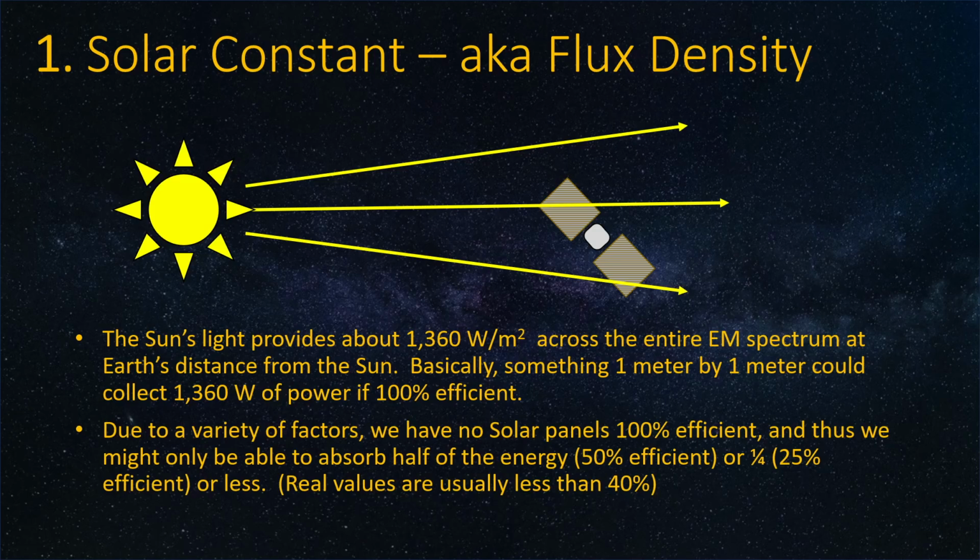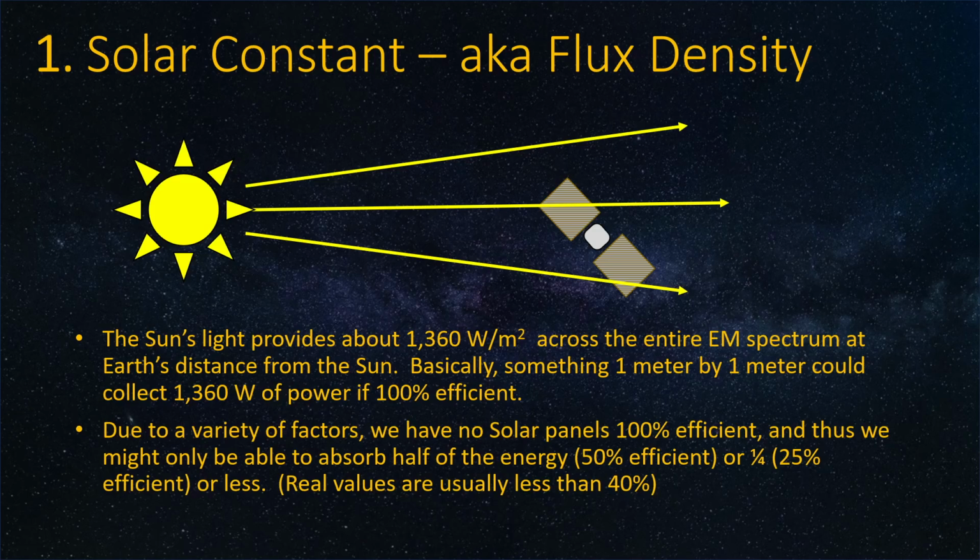Now, the sun's light provides about 1,360 watts per square meter. That's not an energy, that's actually a power per area. And it does that across what's called the entire electromagnetic spectrum. And that value corresponds to being as far out from the sun as Earth's orbit. So if you were closer than Earth's orbit, that number would be something different, probably bigger.